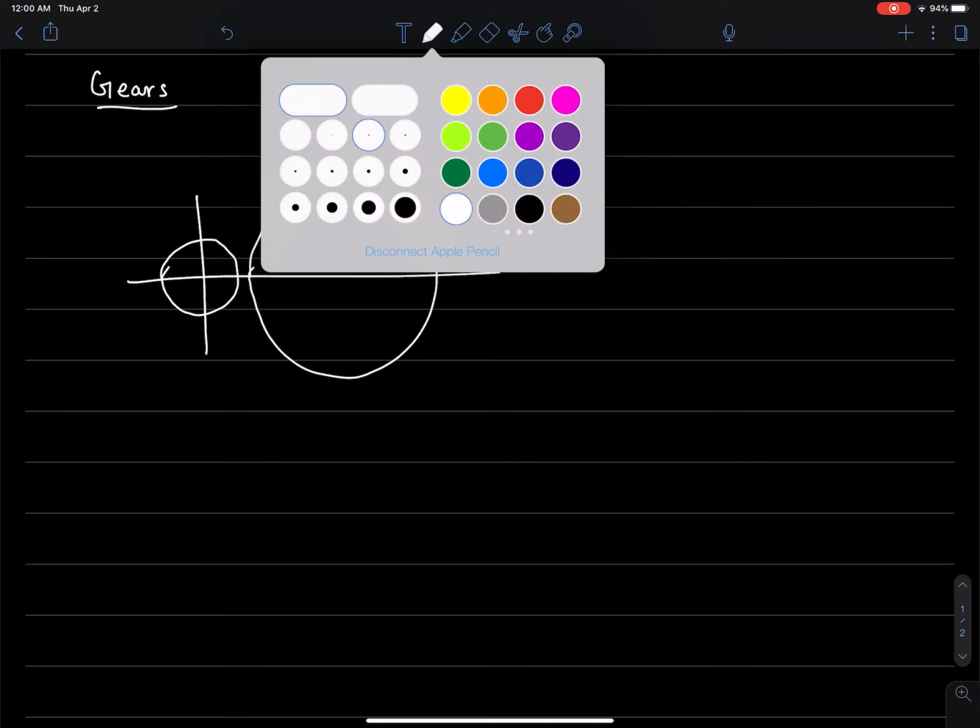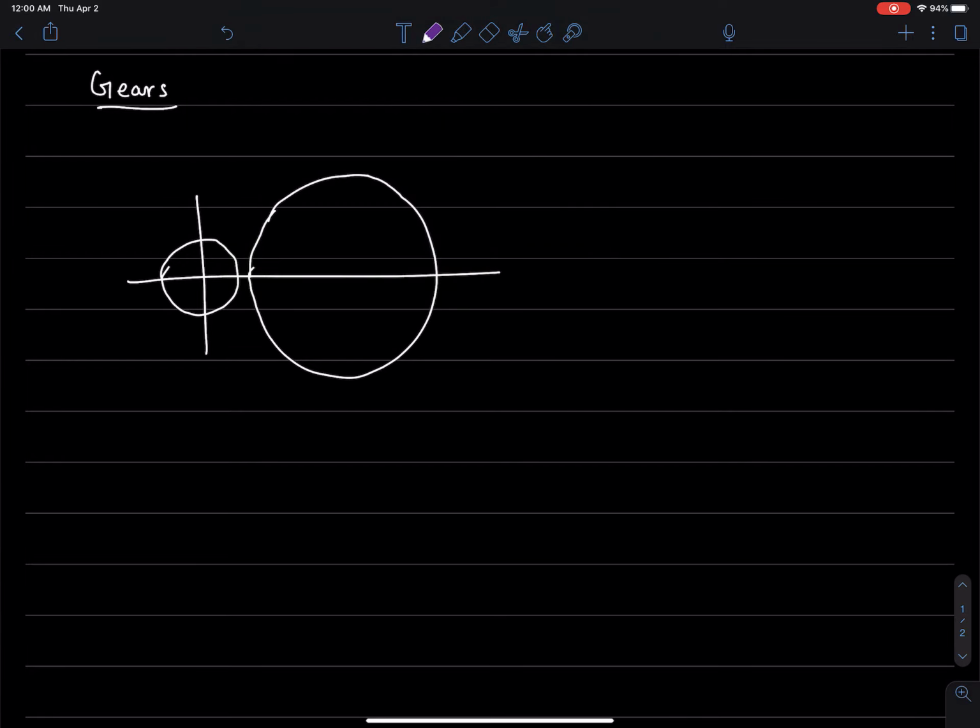And I haven't quite drawn the teeth of the gears, so let me draw them like so, maybe in a lighter color. I'm just drawing the teeth very roughly. Obviously, gear teeth don't quite look like that. They are more precise and of a particular shape, but I'm just drawing something to give a general sense of what gears look like.